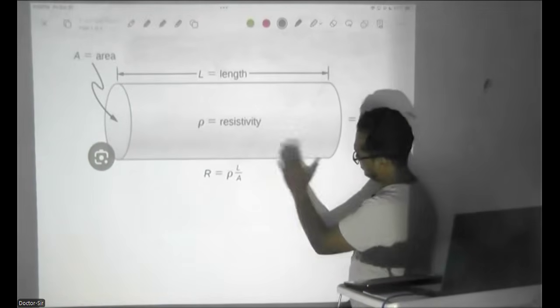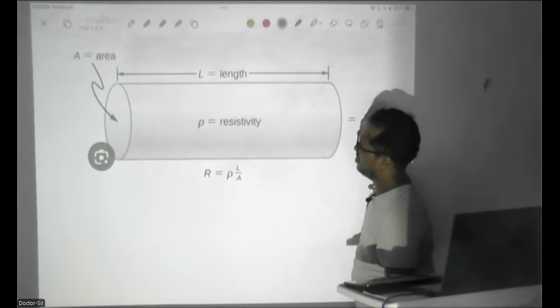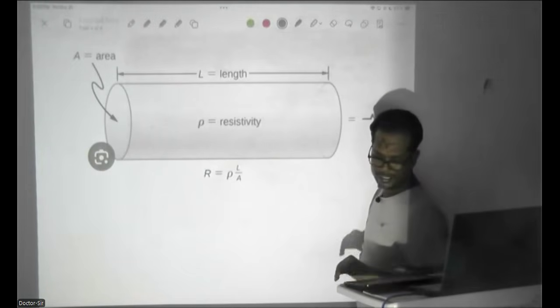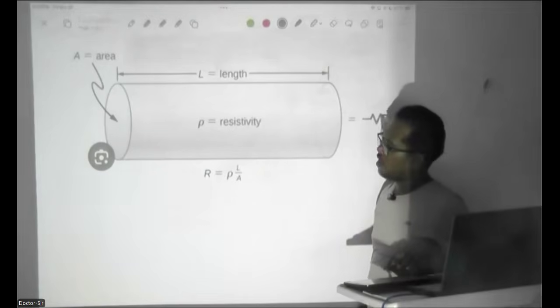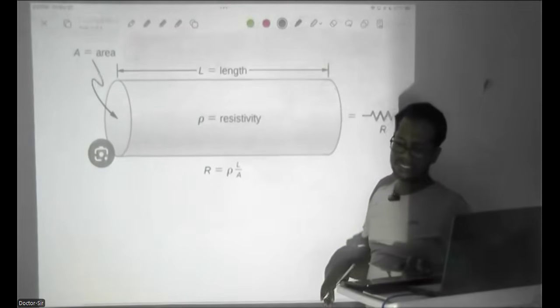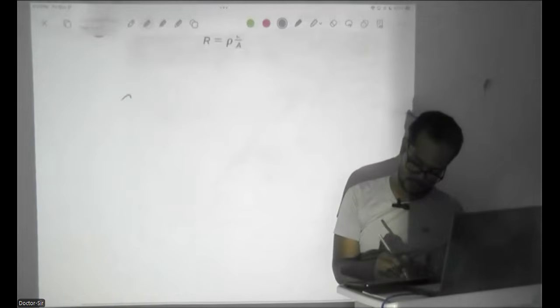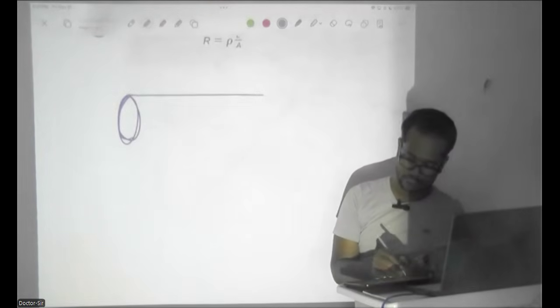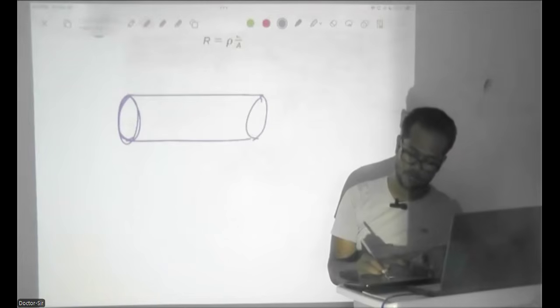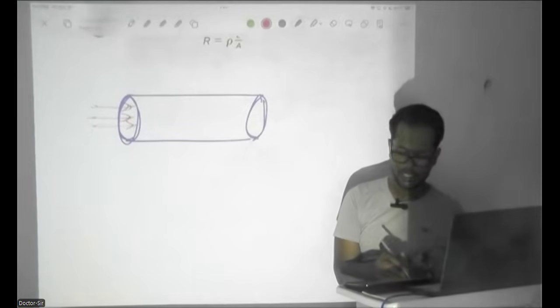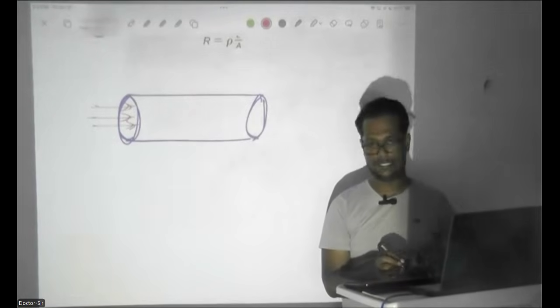This is the diagram. Don't worry about this. This is a little bit too much for you, but I will tell something regarding this. So this is a conductor, a metallic conductor. I will draw my own image as well. So this is a conductor, and we will send some electrons through this conductor.